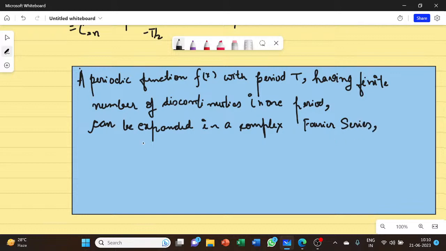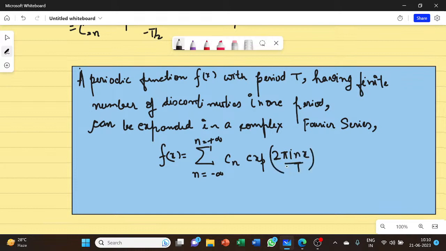In a complex Fourier series, f of x, just understand what does it mean? It means that you can write your complex Fourier series from minus infinity to plus infinity, e to the power 2 pi iota nx upon T, where Cn is nothing but it is equal to what?